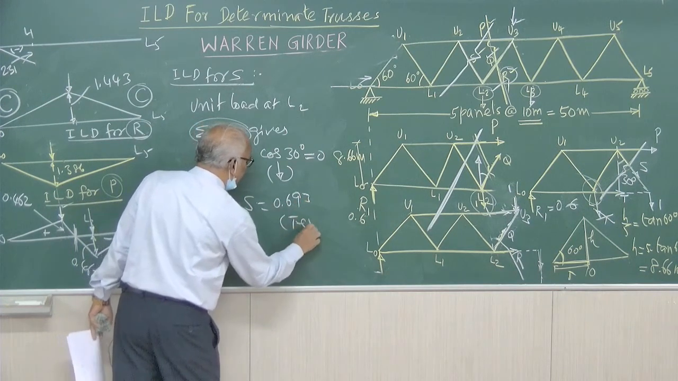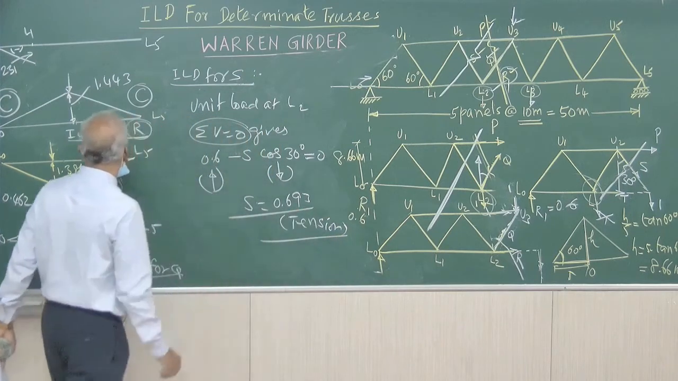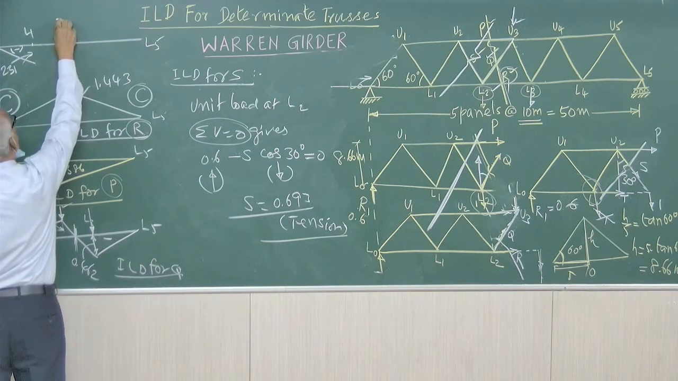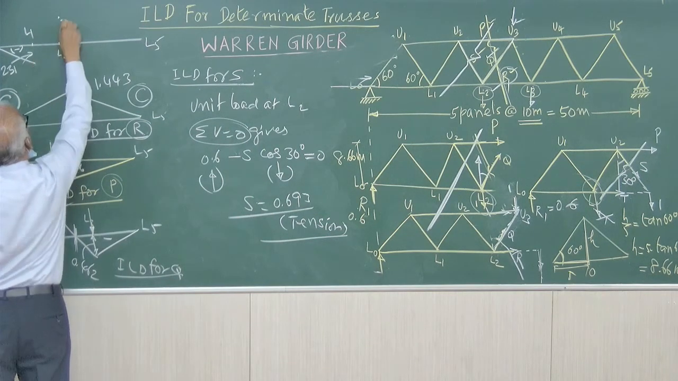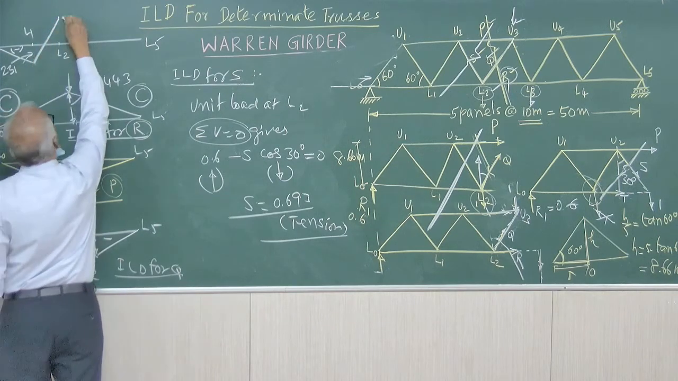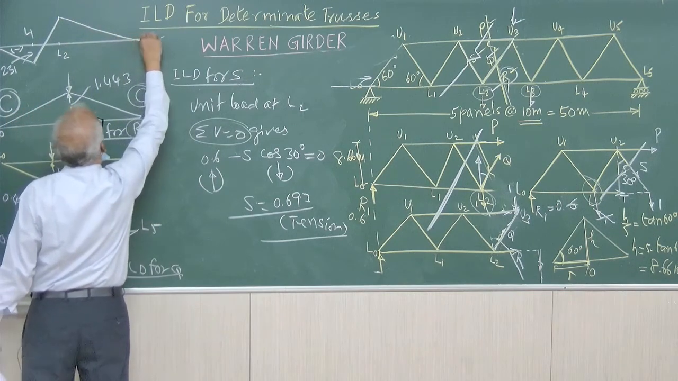0.68. We are getting the plus sign. Therefore, it is under tension. So when the unit force is at L2, it is under tension. Therefore, it is 0.693. So that member also changes its sign depending upon the position of the load.